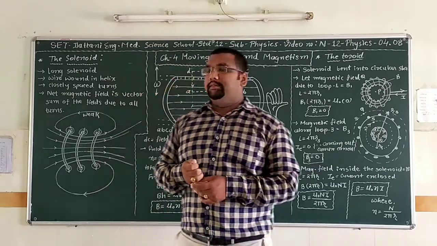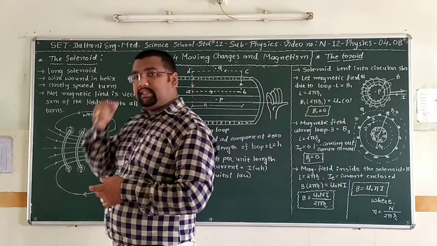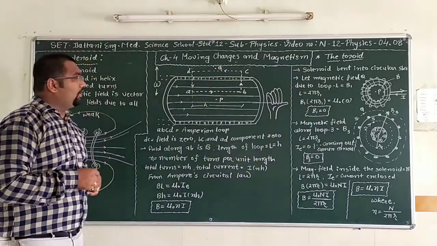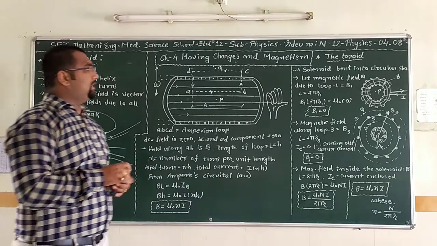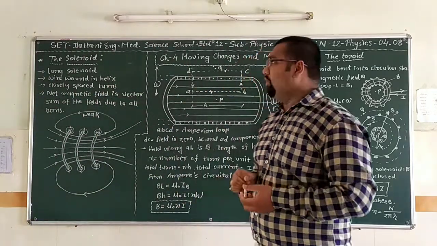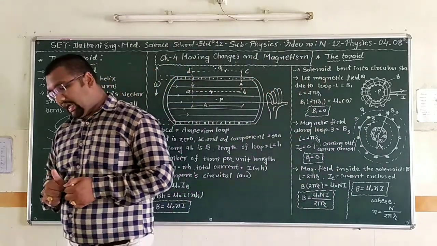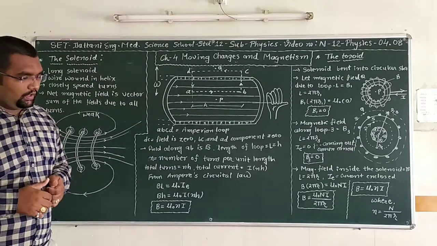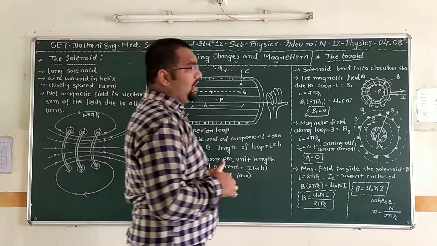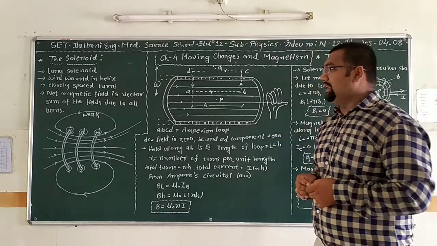Hello students, this is our physics chapter number 4, Moving Charges and Magnetism. We are going to talk about the solenoid and toroid. You have learned about a bar magnet in your previous standards.